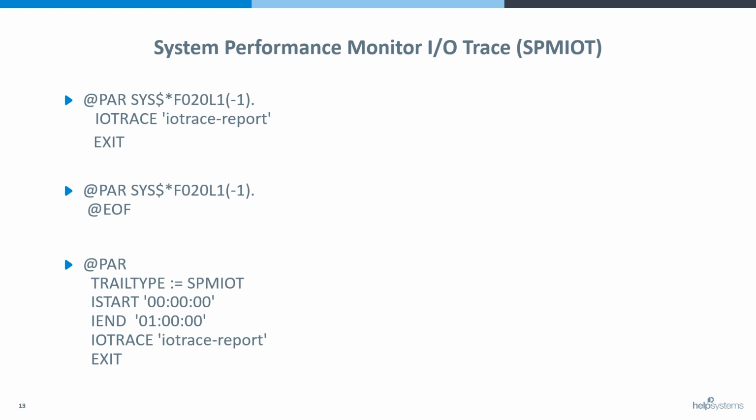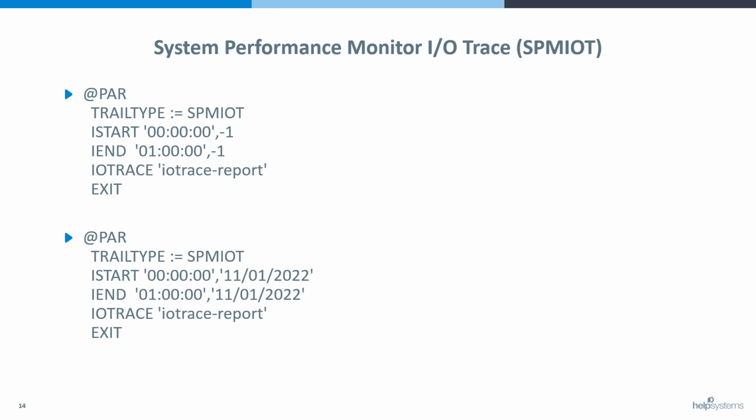We have trail type:SPM IoT followed by iStart 00:00:00 and iEnd 01:00:00. PAR will determine the audit trail file cycles that include the 1-hour time frame from midnight to 1 a.m. of the current date and generate the requested report.